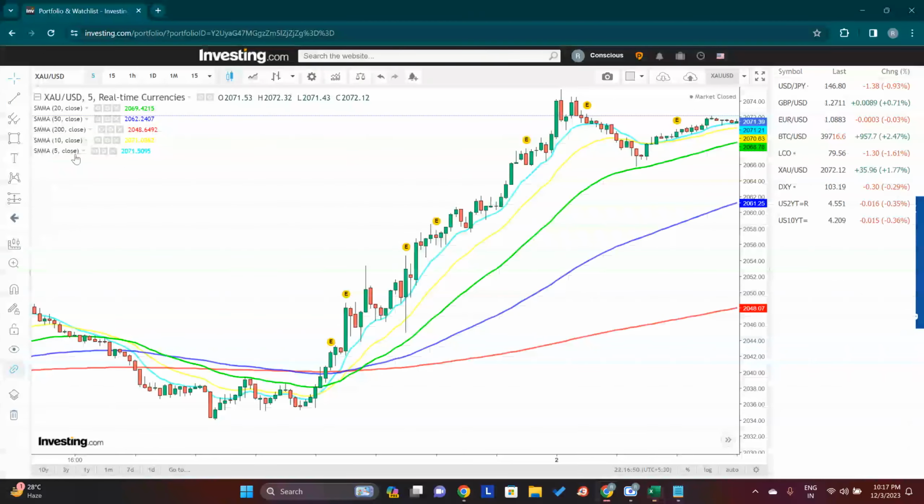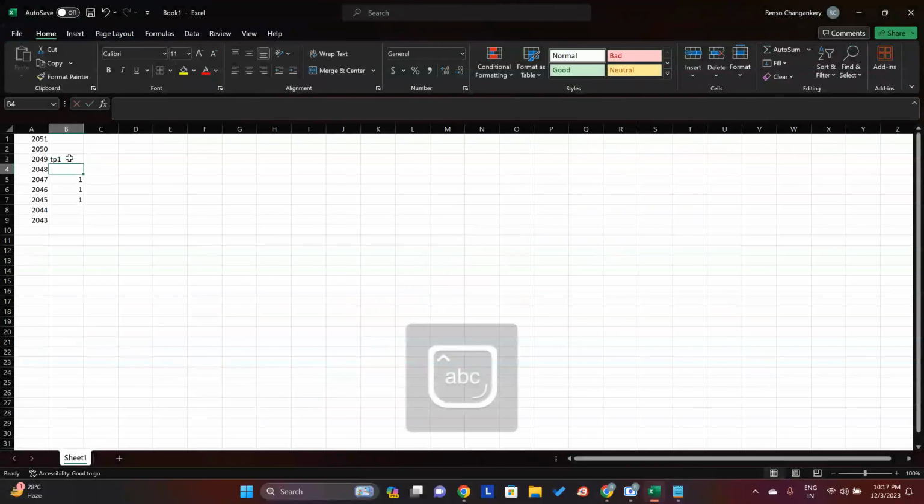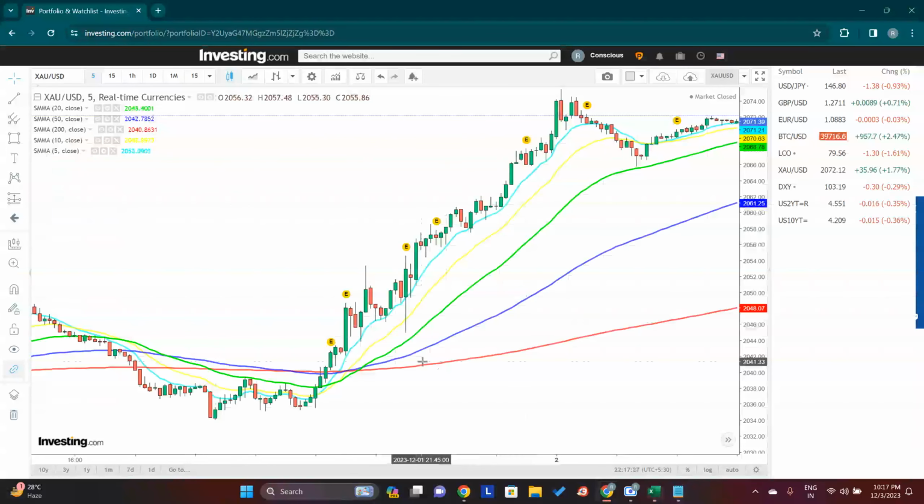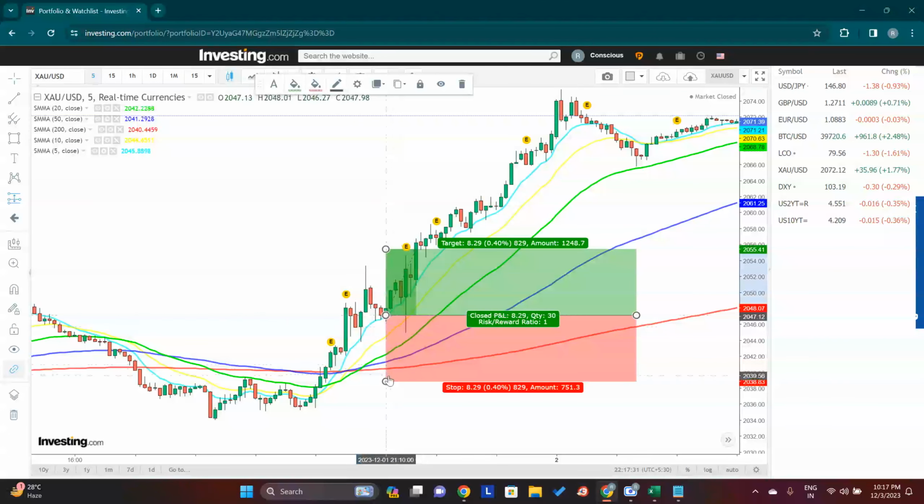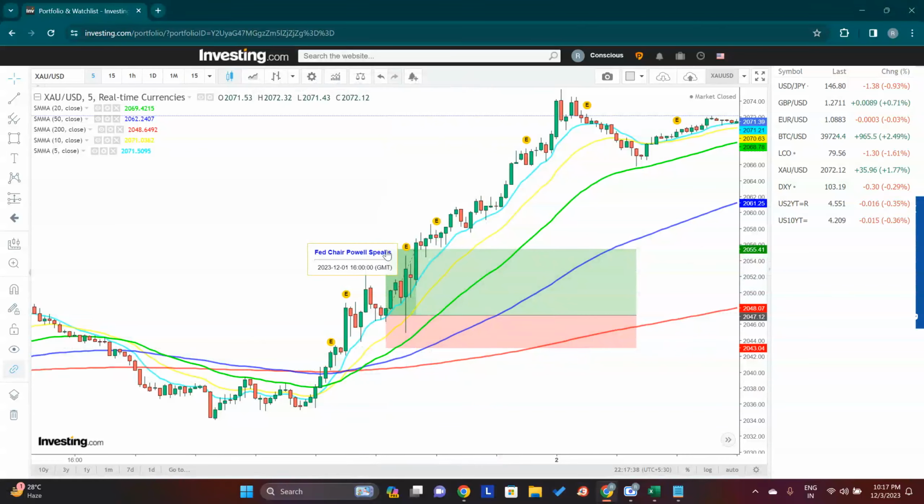So at 2049 will be my TP1, and the next TP will be at around here. Okay, TP2 will be here and TP1 will be here. So TP1 target is 20 pips, and TP2 target is 40 pips. This is how I generally give my trades. If you see the SMA line, it is providing my stop loss. I said 2043 roughly. So here would be my stop loss, and you can see my targets.